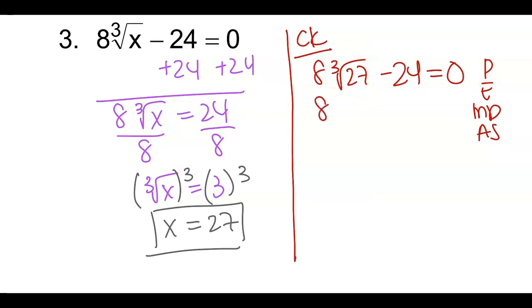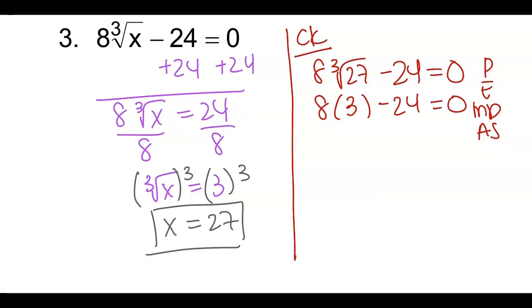So, Chris, we talked about this earlier. What's the cube root of 27? 4. Or not 4. 3. There we go. I was trying to write 24. That's why I said 4. And then, Chris, 8 times 3? 24. And 24 minus 24 is just 0.